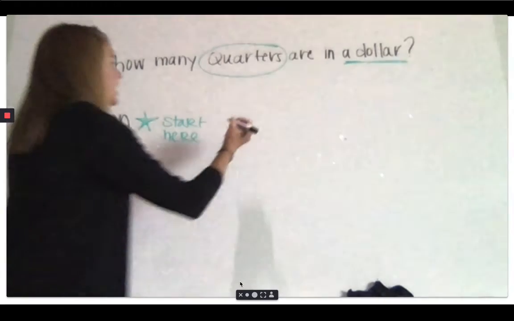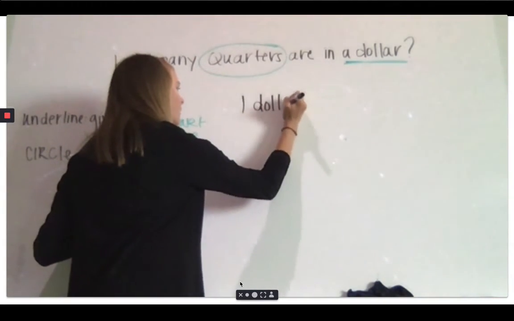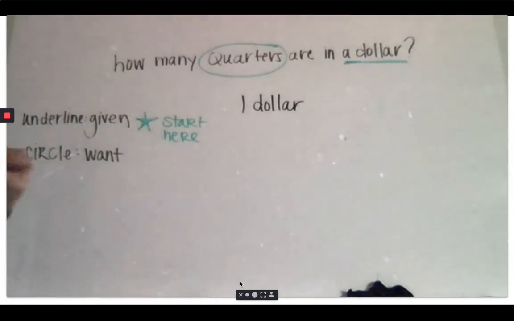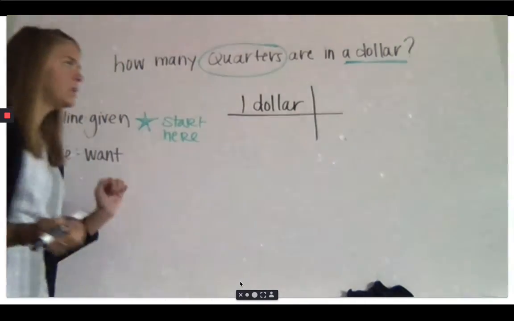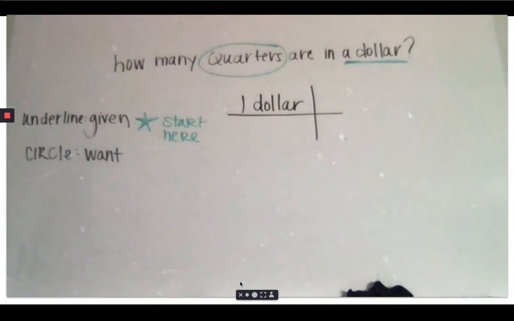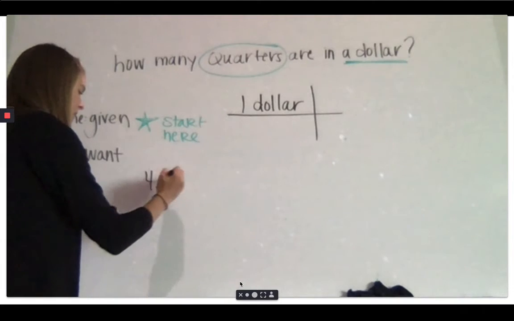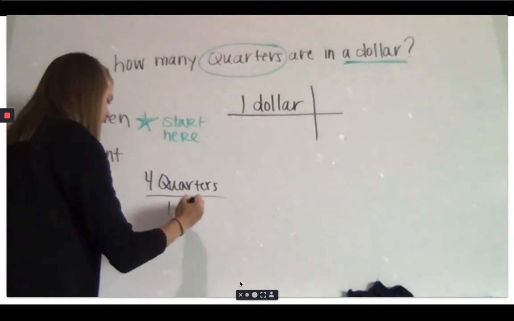So we're going to start with $1. We're going to put it on the top of our conversion factor, like this. What's a possible conversion factor that tells us between quarters and dollars? Good, there's 4 quarters and $1.